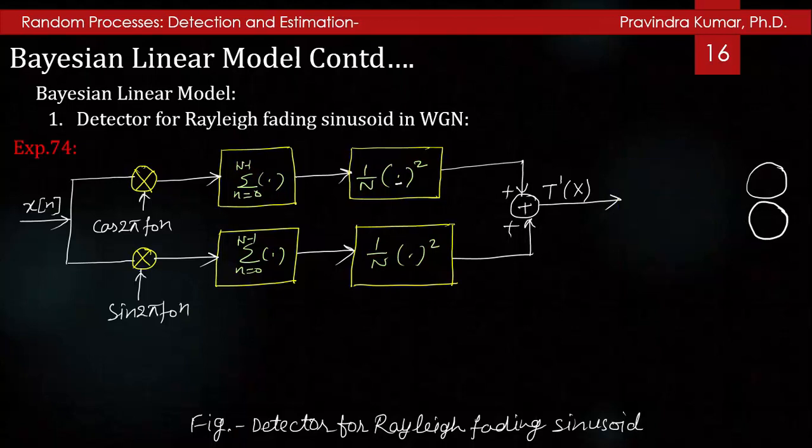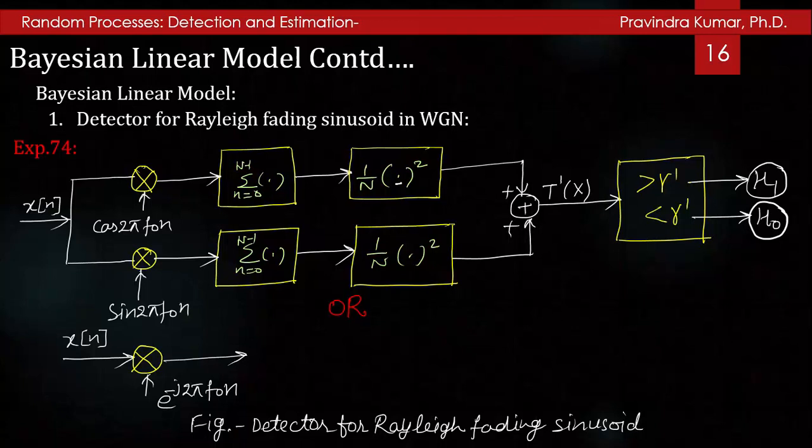And for the second equation, we consider the observation xn and combine it with the exponential function e to the power minus j 2 pi f naught n.